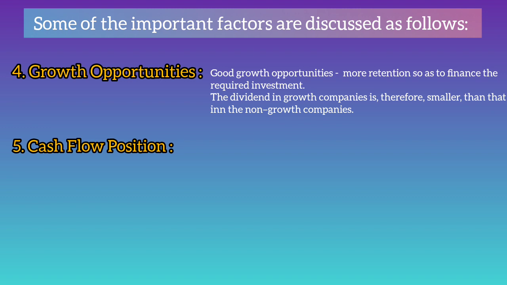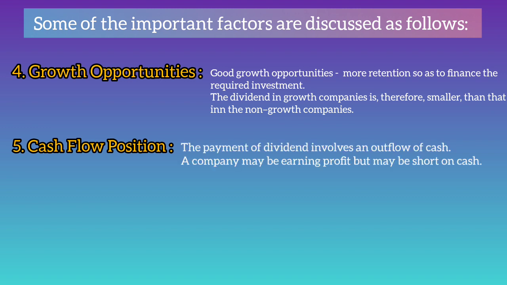Fifth is cash flow position. The payment of dividend involves an outflow of cash. A company may be earning profit but may be short on cash. So availability of enough cash in the company is necessary for declaration of dividend.